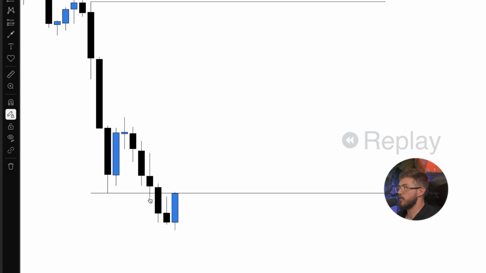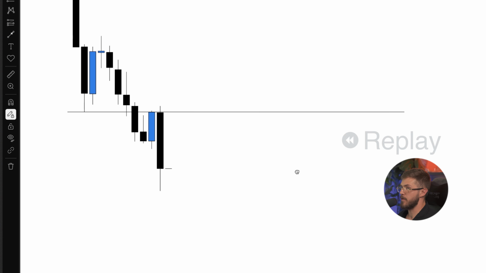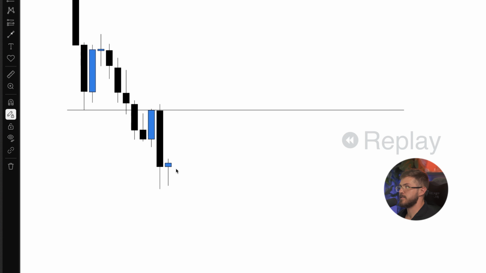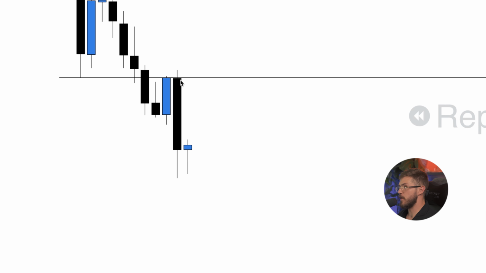Now, if you notice right here, we did not create a fair value gap. So in this example, you would want to wait to see if we retest the range, and if we do, what happens? Do we create a fair value gap away from it? And the answer is yes. So this gives you more entries while maintaining the same goal, which is knowing who's in control.